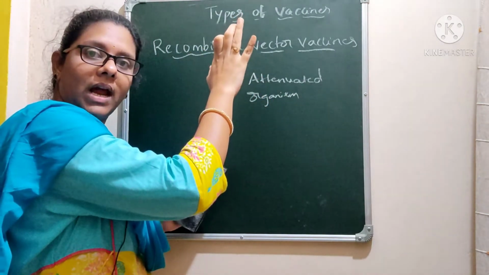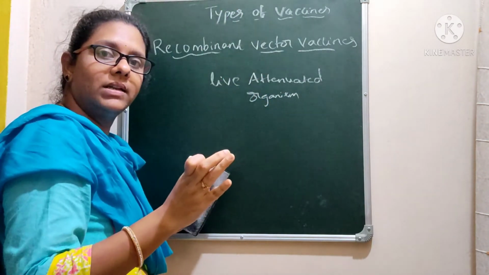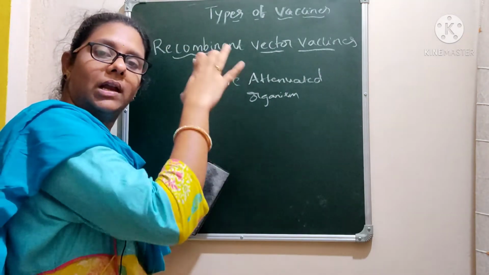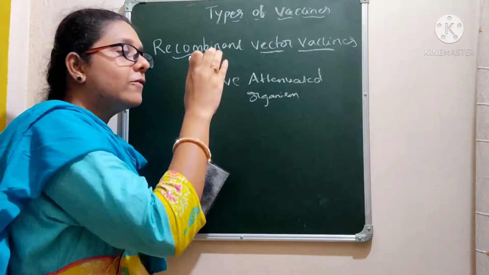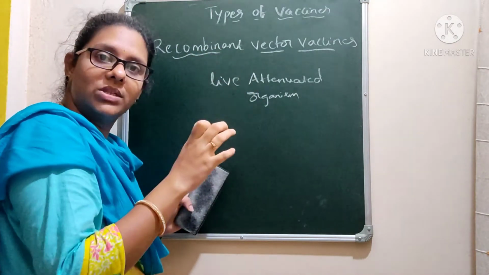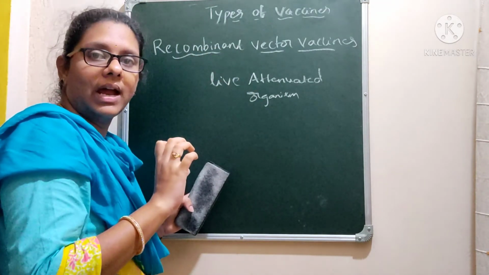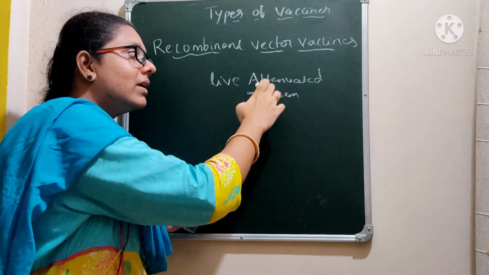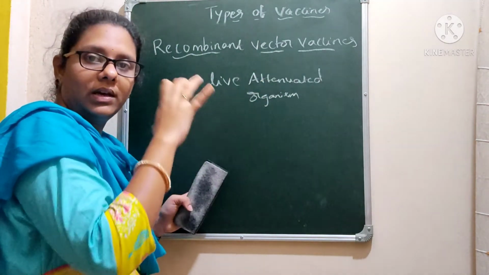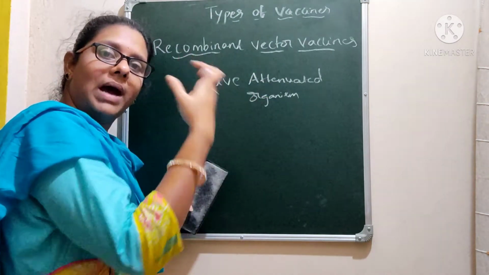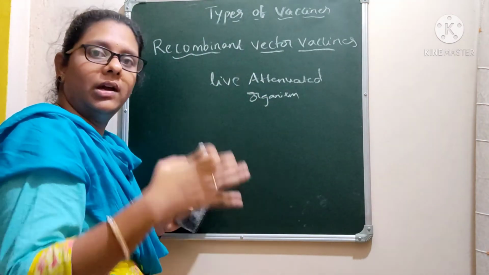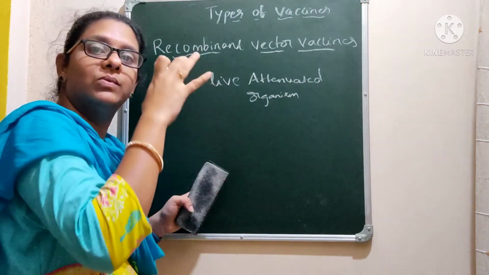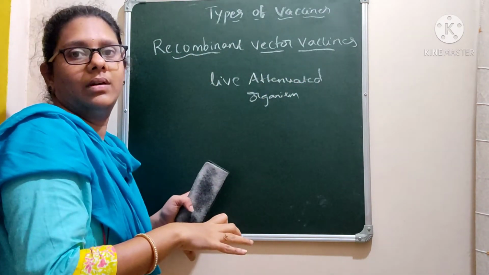Earlier, in recombinant antigen vaccines also, we isolated a gene that expresses the surface antigen. Here also, with the help of rDNA technology, we isolate a gene that codes for the antigen, and that gene is introduced into a live attenuated organism. That organism could be a bacterium or a virus. It will be in a live form, but it will be attenuated, that means its virulence is decreased, right?